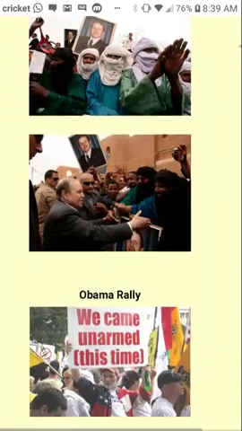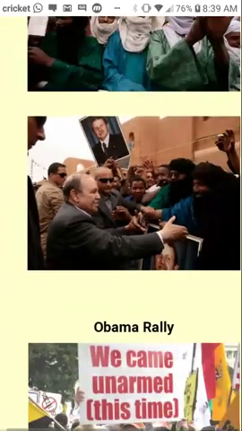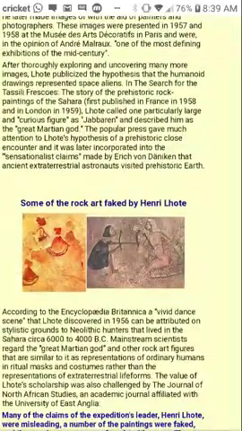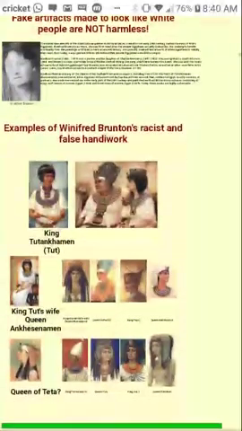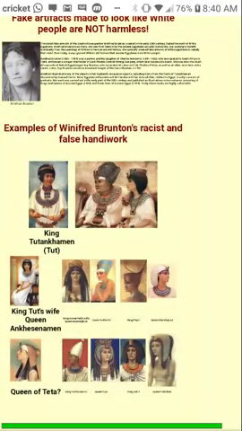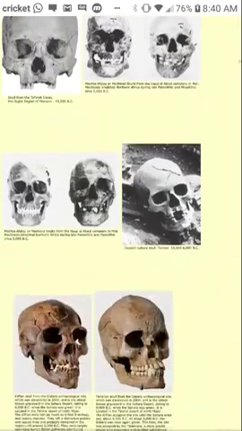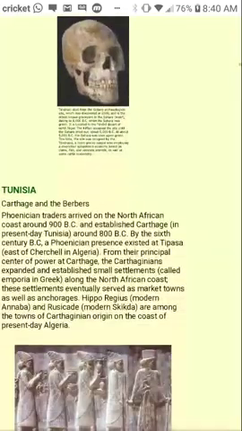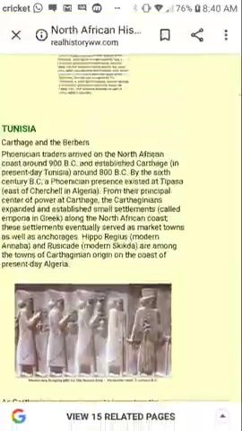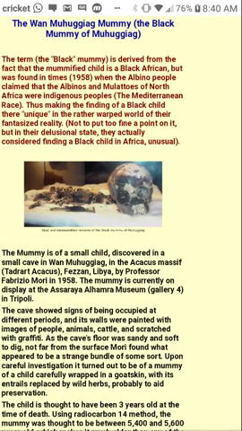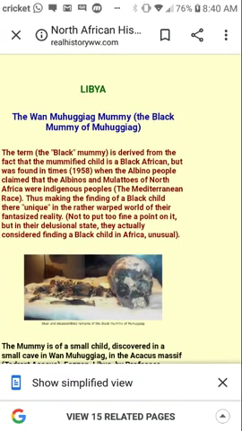Yep, all black, and here are the invaders. We know these are not our peoples. These are fake rock art created. Okay, examples of Winifred Brunton's racist and false handiwork. We know this is fake. And this goes to show you of the original human beings. All these skulls are black peoples, diverse black peoples. Then it goes to Tunisia, Libya, they're black peoples. This is the Wen Mohugiag mummy, the black mummy of Mohugiag.